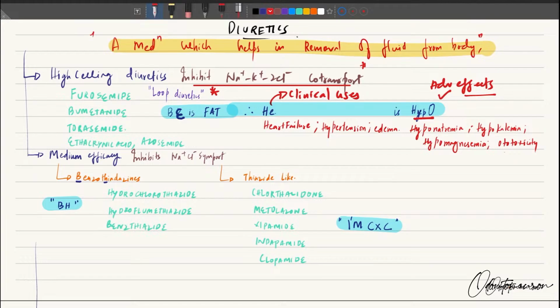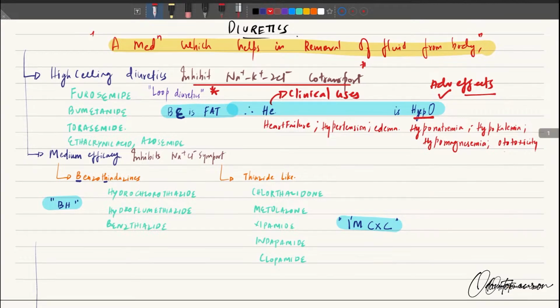That's better. So the mnemonic is "B is fat, therefore he is hypo." B is for bumetanide, and E is for ethacrynic acid. This is normal, do not think it is part of the mnemonic. FAT: F is furosemide, A is azosemide, and T is torsemide. When I say he, it's clinical uses: heart failure, hypertension, and edema. When I say hypo, it's about adverse effects: hyponatremia, hypokalemia, hypomagnesemia, and ototoxicity. Clear? So this is about it, folks.